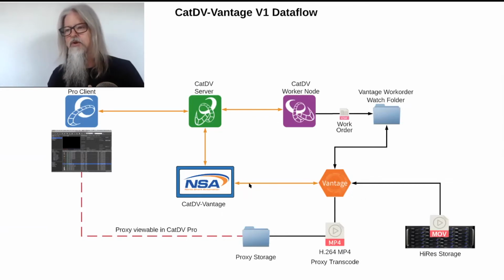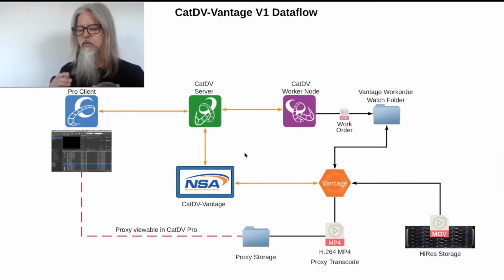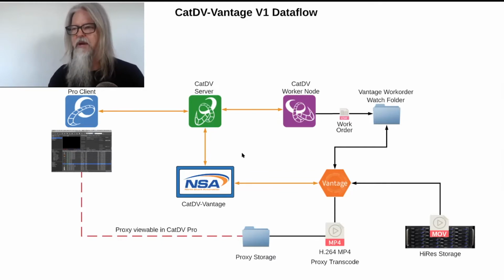This, as you said, is sort of a one-way workflow. V1 was all about CatDV telling Vantage to do something and giving it metadata and then receiving assets back.